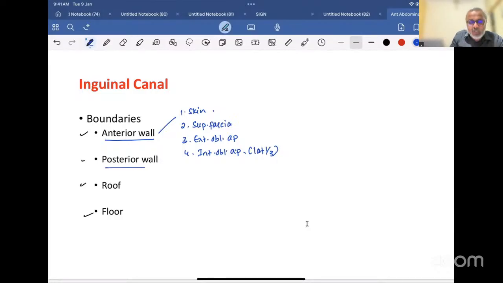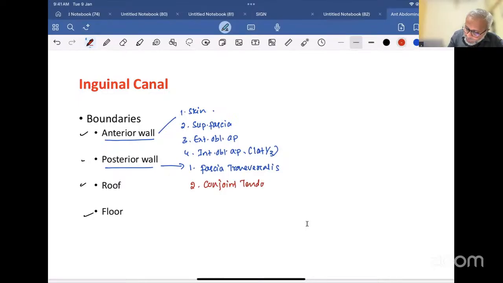Then what about the posterior wall? Remember, again, try to list one below the other, right? Now, the first structure we will write is the fascia transversalis. So the fascia transversalis will form the posterior wall in the entire extent of the inguinal canal, the entire 4 centimeters, right? But the most important structure here would be the conjoint tendon.